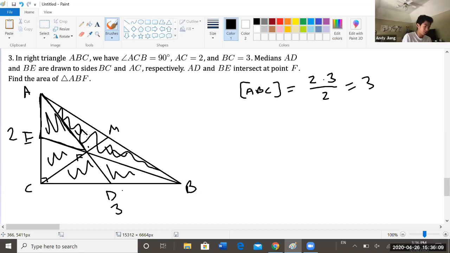So if you knew that, it would be a lot easier because then each of those areas is 3 over 6, which is 1/2. And then since I'm looking for AFB, that's 2 of them. So 2 times 1/2, and my area is 1. So that's if you knew that little trick, if you knew the fact that all 6 areas were the same. But let's just assume that we didn't know that.